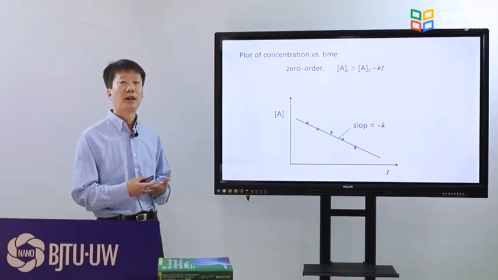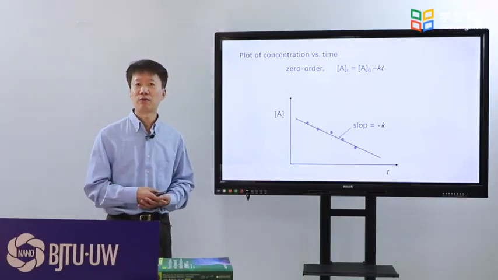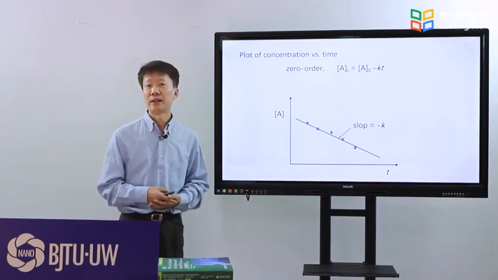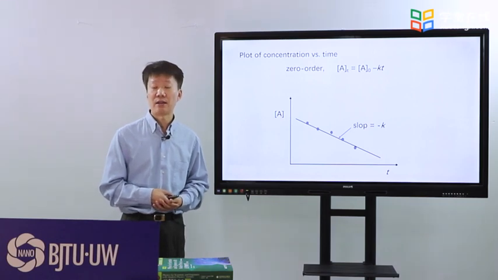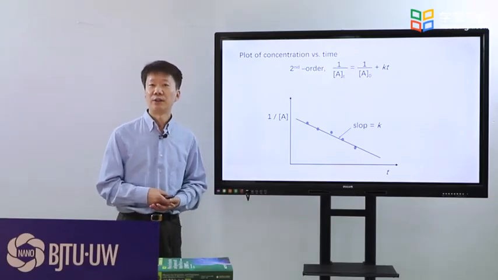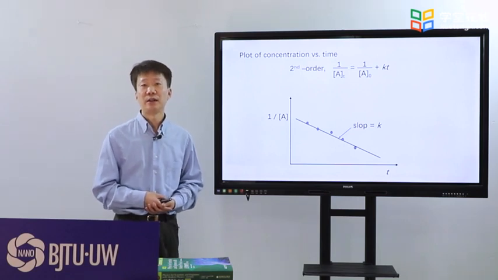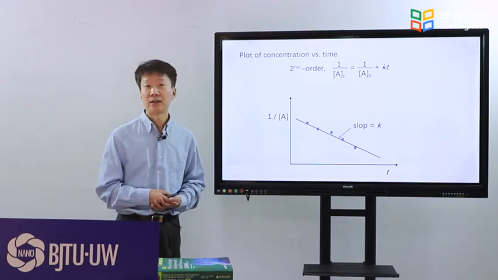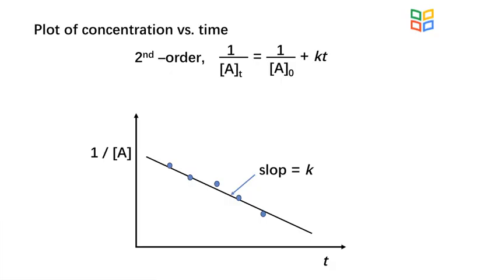Now, if you plot the concentration of A versus time, the slope of the linear fitting line for the data is the negative k. If we plot log A versus time t, the slope of the linear fitting line is the negative k. And if we plot inverted A versus t, the slope of the linear fitting line is the reaction constant k. By this graphical approach, we can determine the reaction constant quickly and easily.